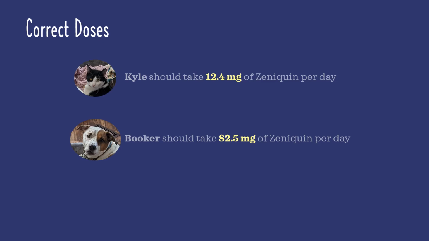So now if you're the veterinarian, you've calculated that Kyle should take 12.4 milligrams of Zenequin per day, while Booker should take 82.5 milligrams per day. These are very different doses because these animals are very different in size. For more practice solving dosage calculation problems like these, see the PDF attached in the description box, which contains practice problems and also explanations of their solutions.